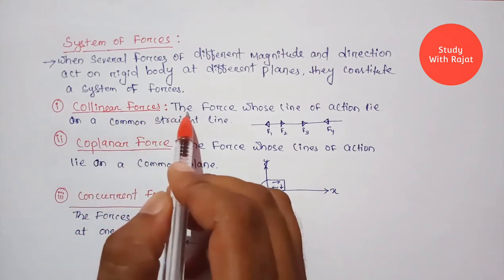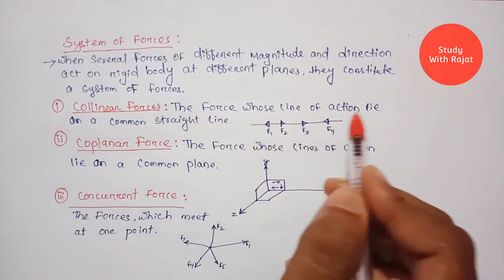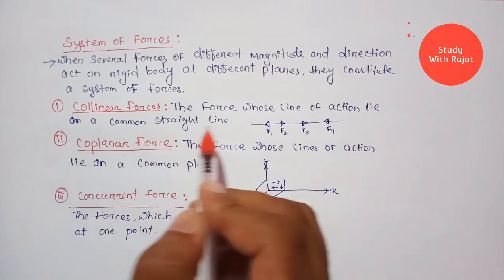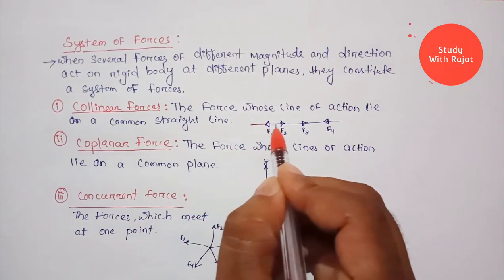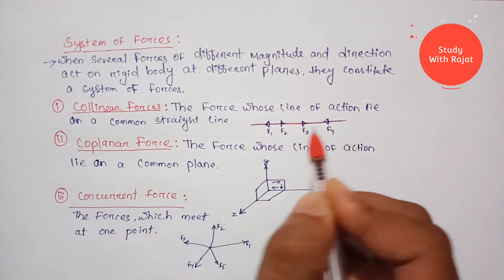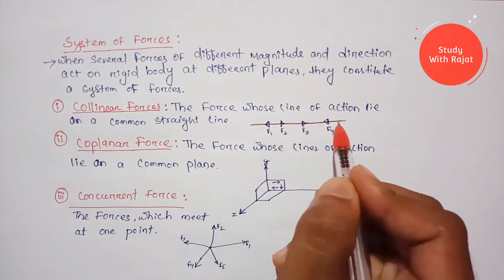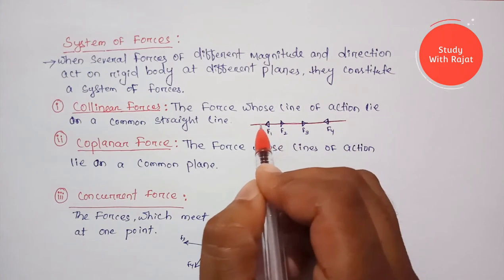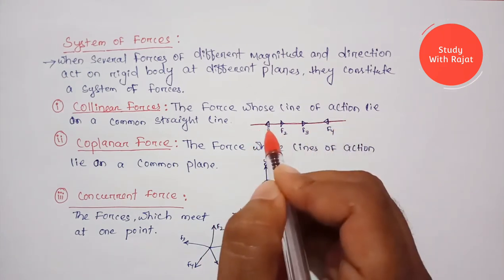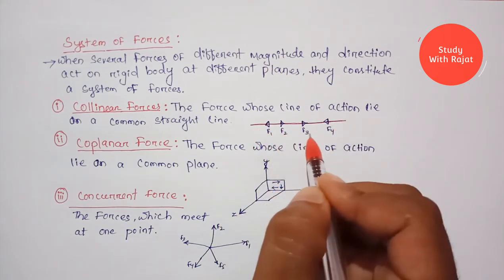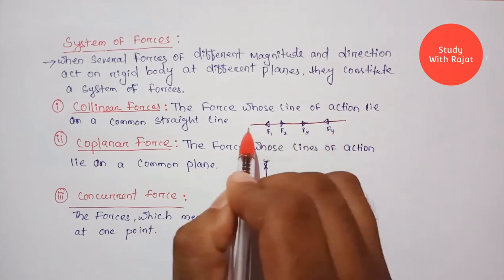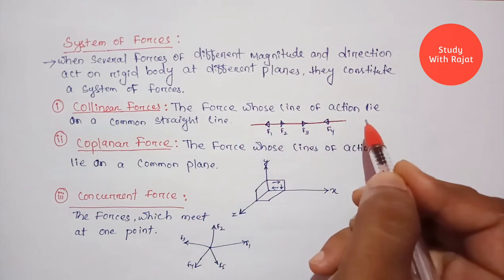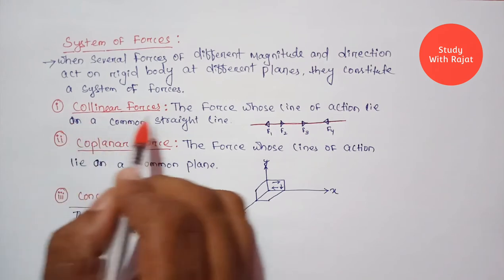Collinear means the forces whose lines of action lie on a common straight line. Here different forces are there, but these forces are acting in a single common line. So here F1, F2, F3, F4 are the forces. They are acting in a single line. It's known as collinear forces.